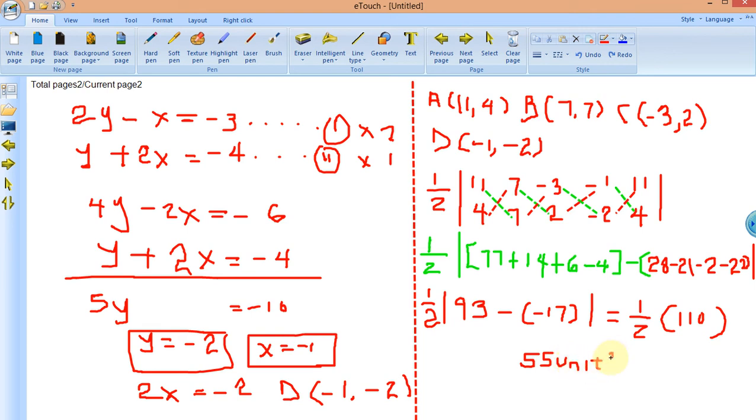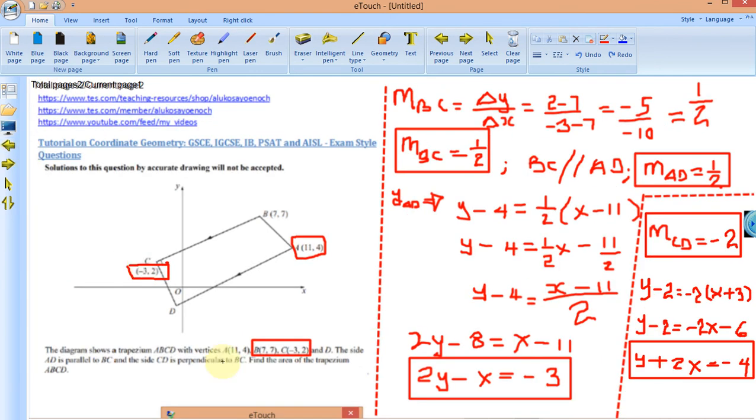So the area of the trapezium, let me go back to the question. So the area of the trapezium ABCD is 55 units square.